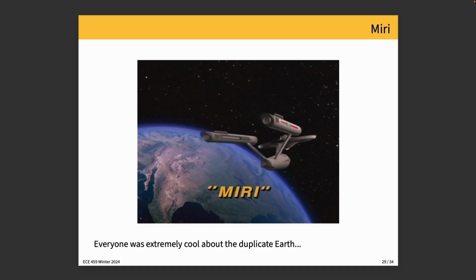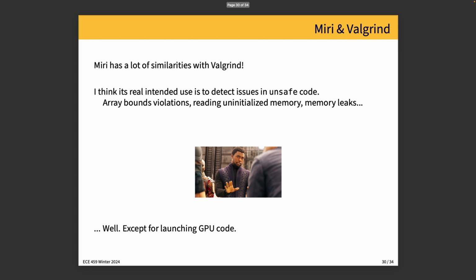I also want to talk about another thing called MIRI. So despite sharing a name with an episode of the 1960s Star Trek where the Enterprise comes across a planet that is an exact duplicate of Earth down to the continent layout, and nobody seems to think that that is an extremely big deal, MIRI is actually a profiling tool for Rust. It runs Rust code in an interpreter, which means that it's slow, but it finds bugs. So in this sense, it has a certain amount of similarity with Valgrind, which is what if we run the program slowly under observation and use that to come up with some recommendations.